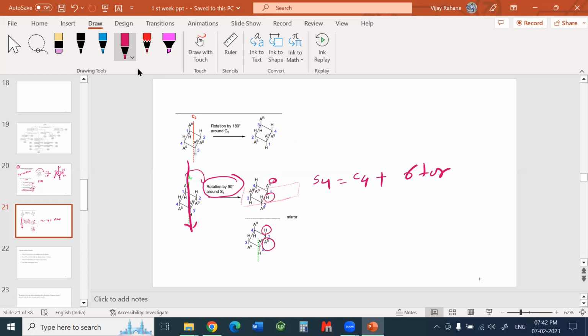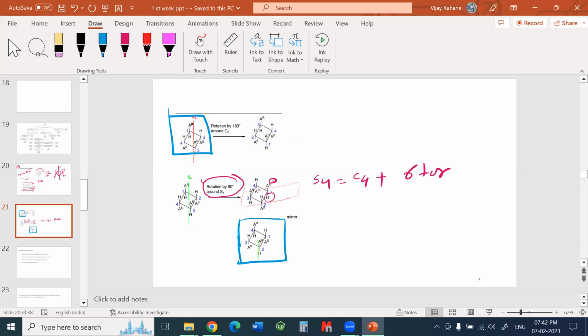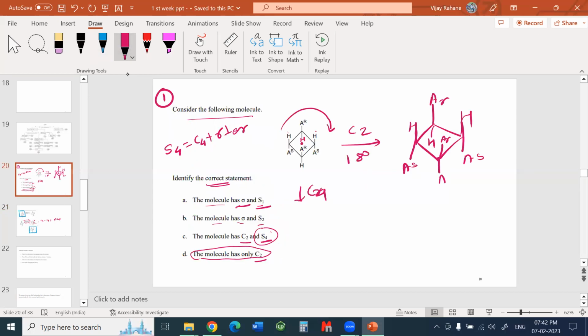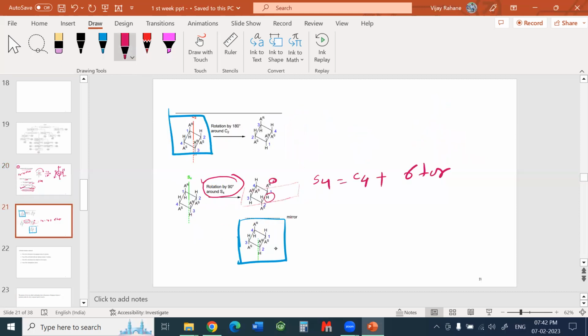And here also the molecule will change its positions. We can have a look at the final version and the initial one, and see how they look exactly the same, or identical. So it has the S4 also. So which statement is correct? Here C1 is correct: the molecule has the C4 as well as the S4.